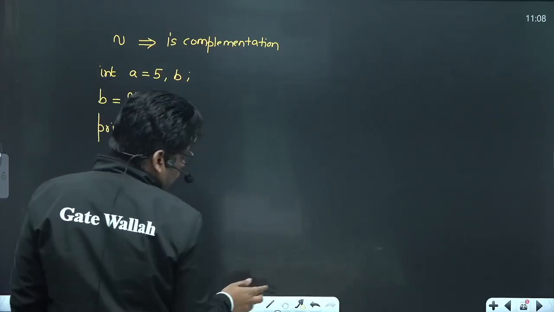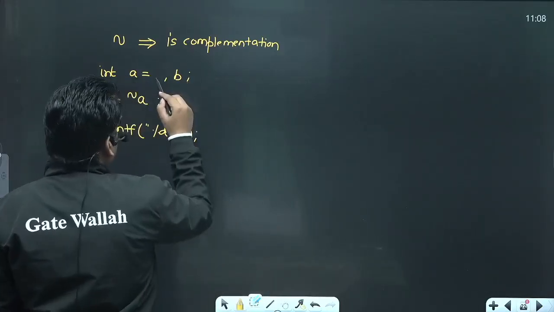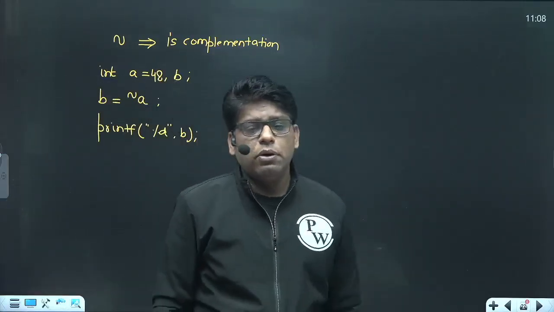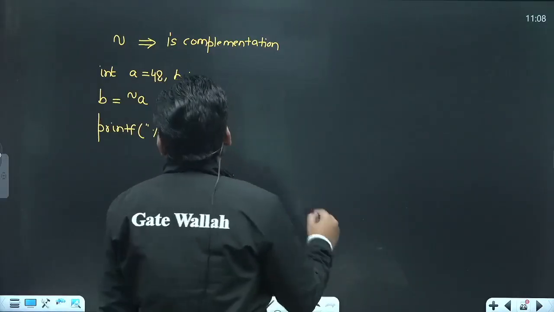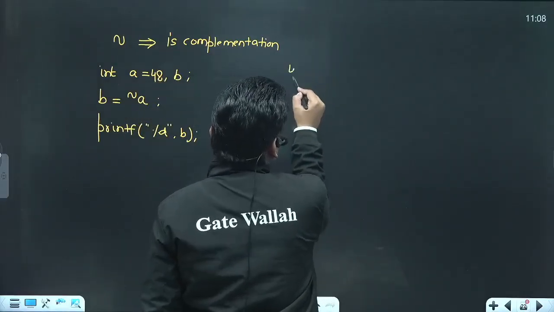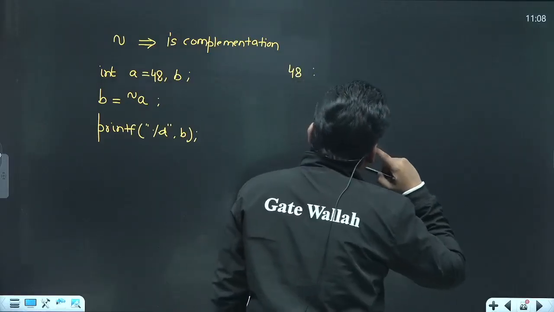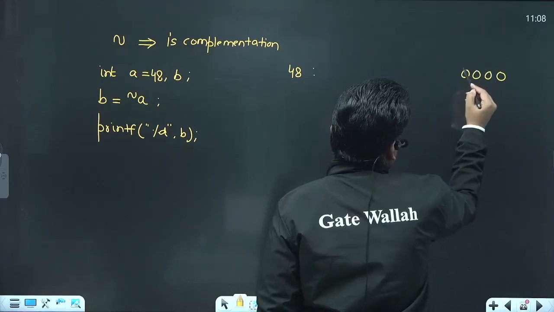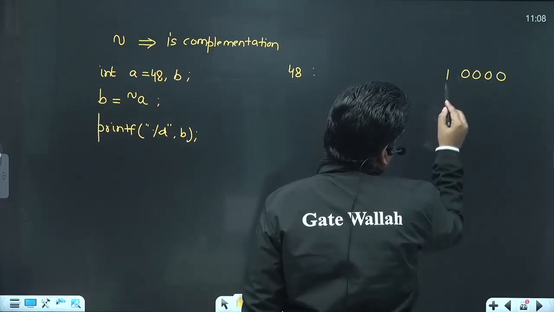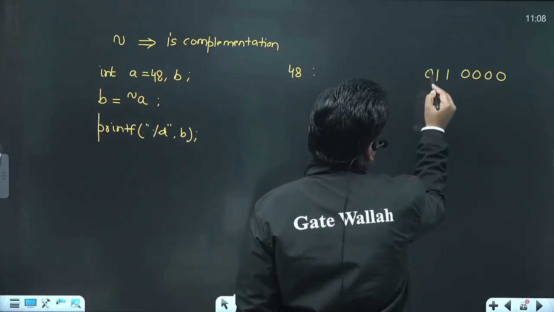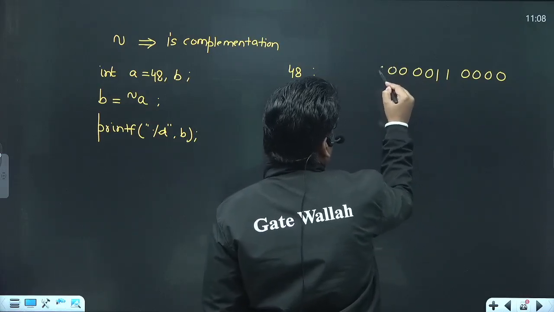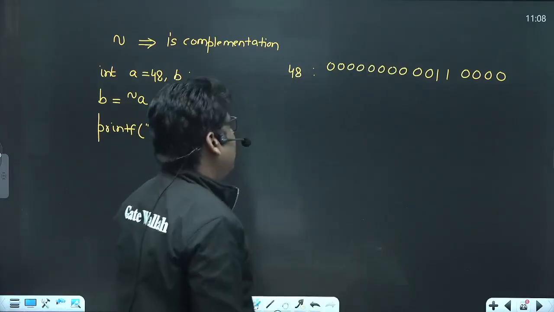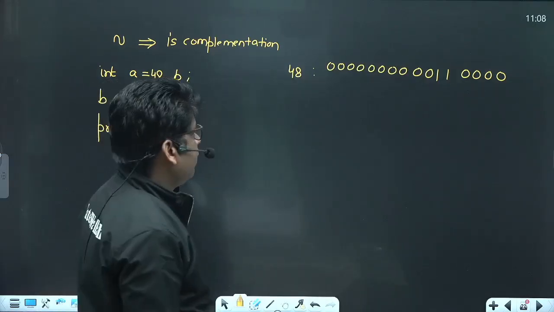Or for more understanding, let me take a bigger value, like 48. Because we are working on bitwise operators, let me find the binary of 48. What is the binary of 48? 16 and 32. That means 0, 0, 0, 0, we have a 1 for 16, we have a 1 for 32, then 0, 0, 0, 0, 0, 0, and there are 4 more zeros. Is it okay?